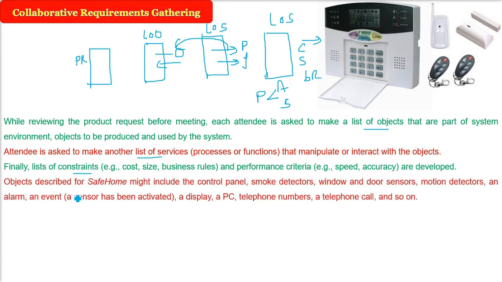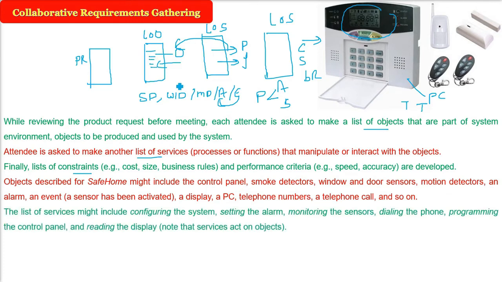Now, in the SafeHome project, that is the home security project, what can be the objects? For example, this can be the control panel, the smoke detectors, the window and door sensors, the sensors that will be put where the door and window will be open, the motion detectors, an alarm, an event because the sensor has been activated, a display, a PC, a mobile, a telephone number, and a telephone call, like this. So these will come in the list of objects.